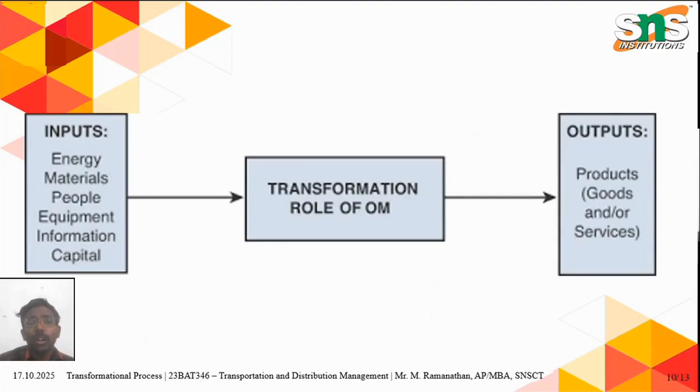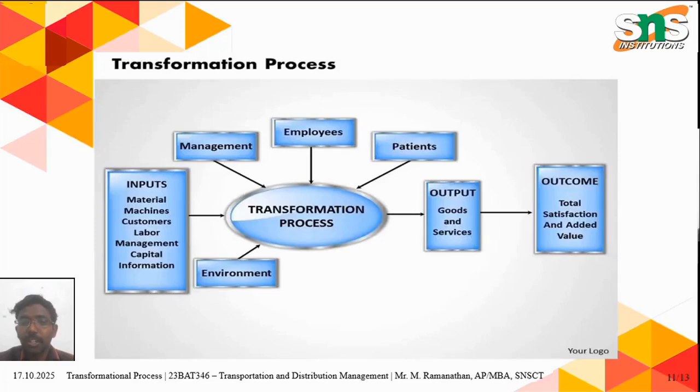Now we are going to see the transformation process in operation management. There will be a number of inputs, and we convert those inputs into outputs, so a transformational process is involved. Inputs include energy, material, raw material, people, human power, equipment, tools, information, capital, other machineries and technologies. After the transformation process, they are converted into products like goods or services. This is what we call the transformational process.